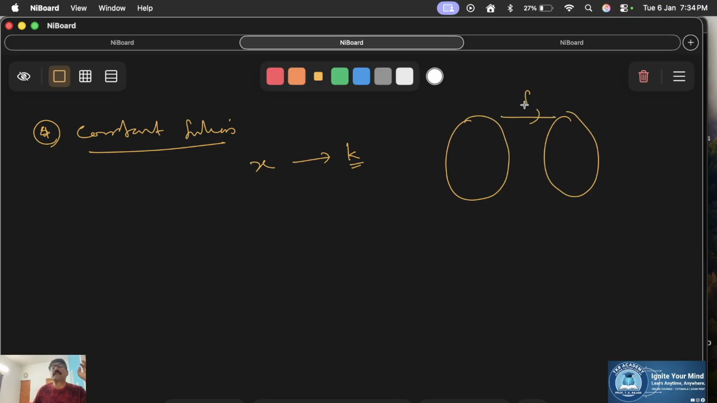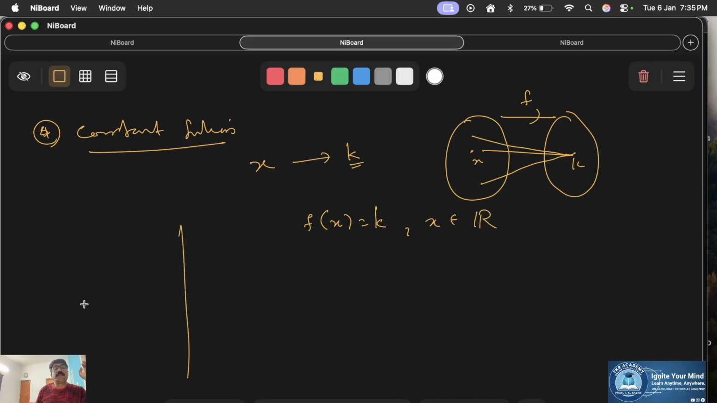This function is, every x here is taken to a unique k. Every x is taken to k only, like that. This function is called a constant function. Or we can define it algebraically as f(x) is equal to k for every x in R.